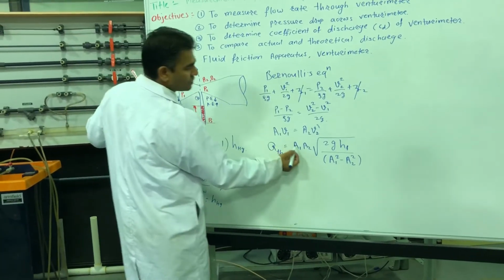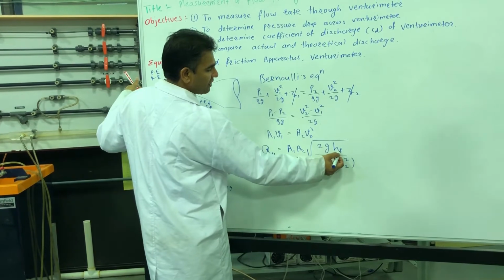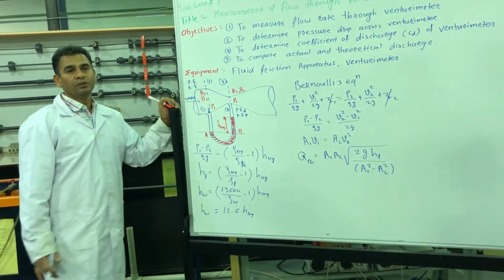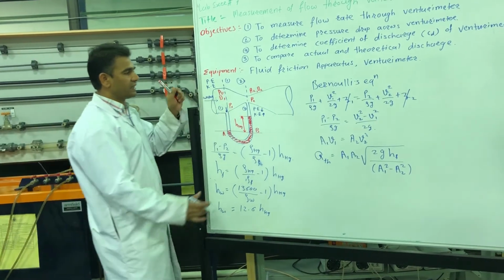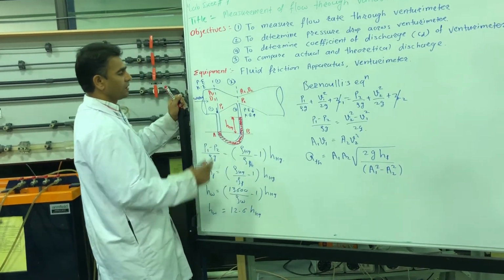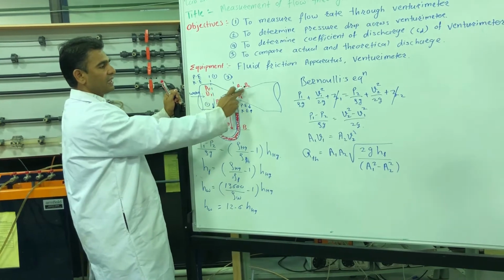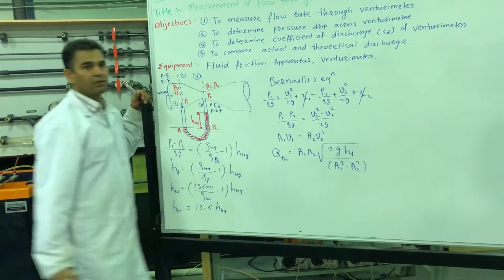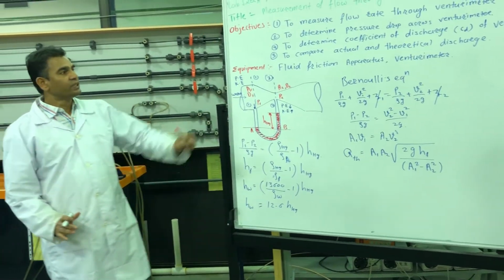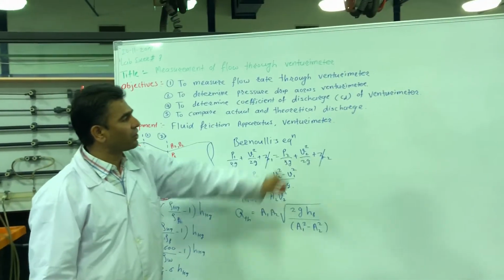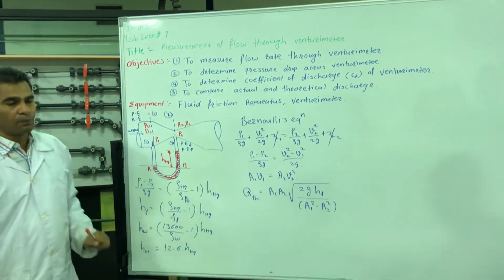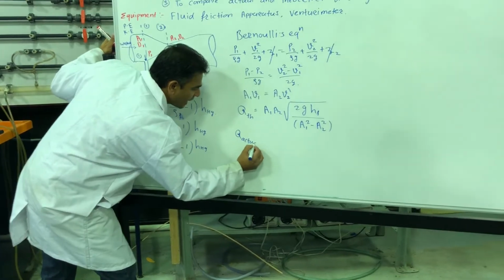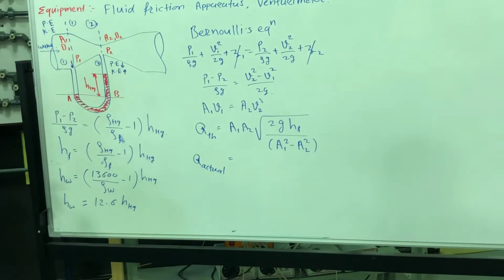Now here, area A1 and A2 are known, HF we already calculated here as HW. The diameter at inlet is given, so we can find out the area. The diameter at throat is given, so we can find out the area. So Q we can calculate. Our objective is to compare actual and theoretical flow rate. So this is the theoretical flow rate. What is the actual flow rate? That we are going to measure here.